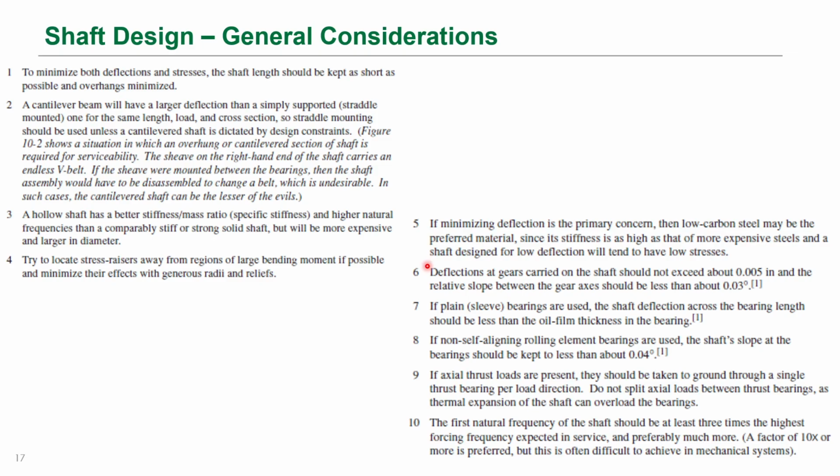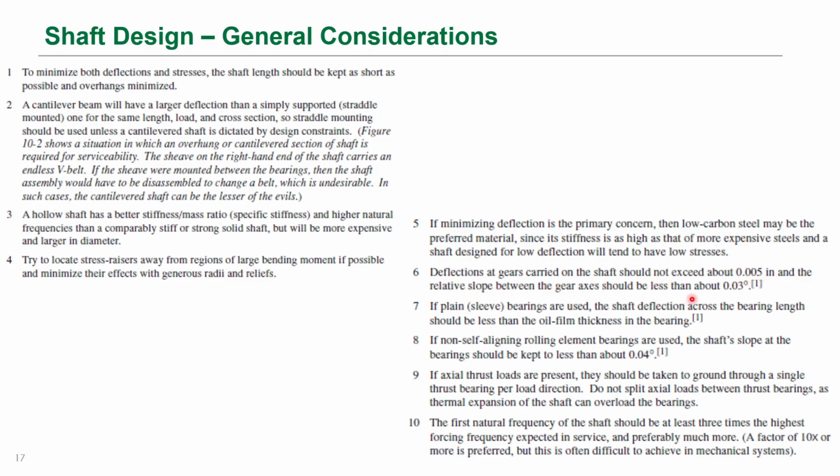In general, deflection at the gears carried on the shaft should not exceed 5/1000ths of an inch. What that means is when you're doing your deflection diagram, if you have a gear located on your shaft, then you really do not want the deflection at that gear to exceed 5/1000ths of an inch, because that'll cause you all sorts of problems in meshing of the gear teeth and excitation of the shaft and all that stuff. So you want to stay away from larger than 5/1000ths of an inch deflection at gears.